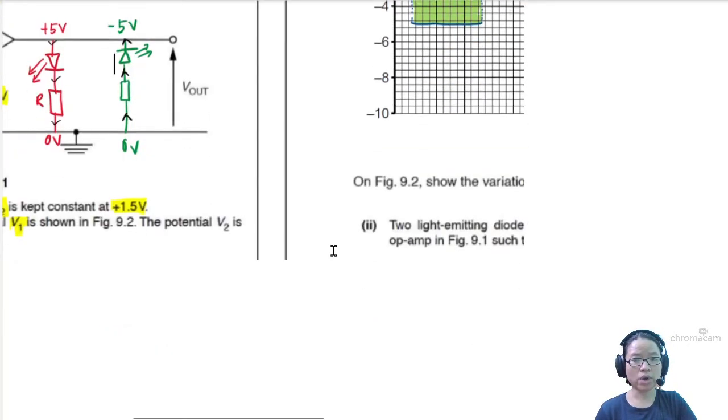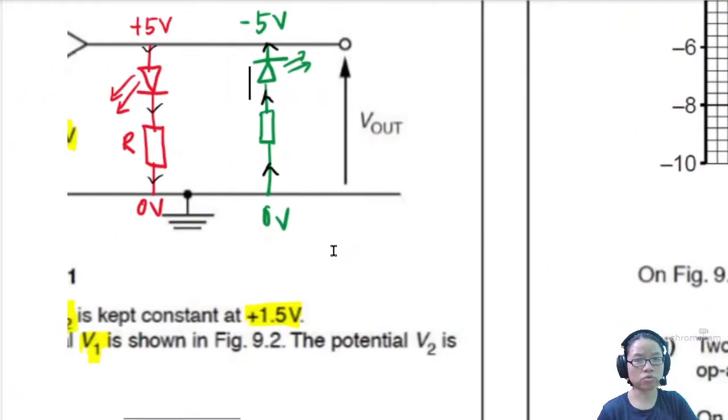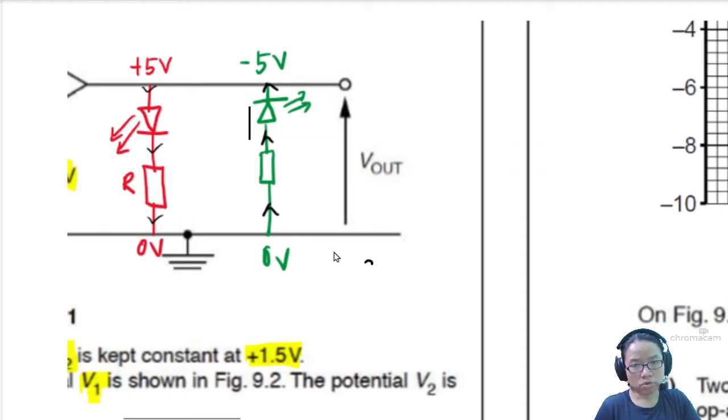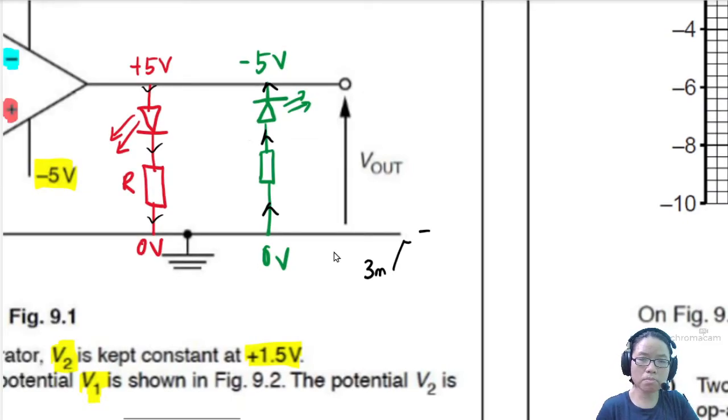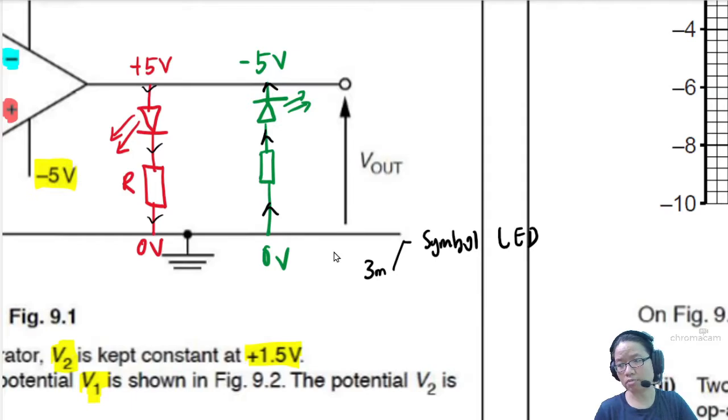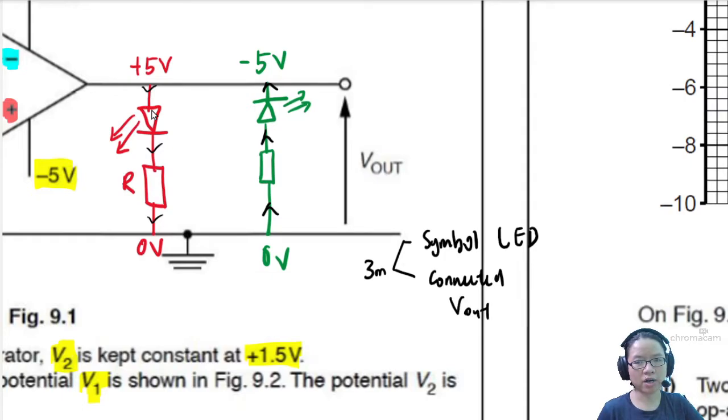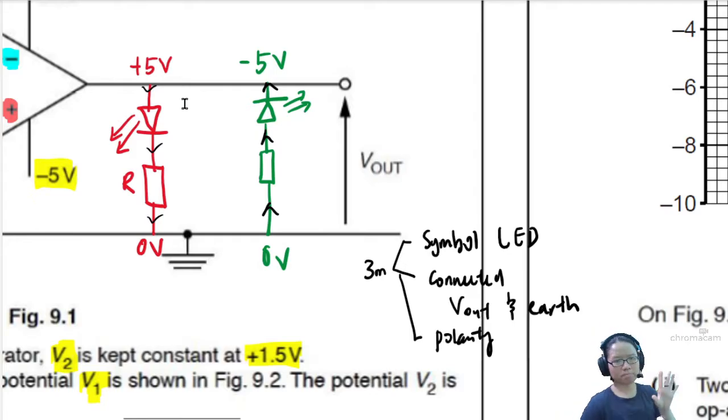Where are the three marks? I'll write here for you. Stay alive, computer. You can do this just a bit more. Three marks. One mark is for the symbol of LED. If you don't know how to draw the symbol for LED, this is the symbol. Second mark is for the diode connected between Vout and Earth. So you connect between this Vout and this Earth. And finally, the last one is the polarity, meaning you didn't accidentally swap the red and the green one.